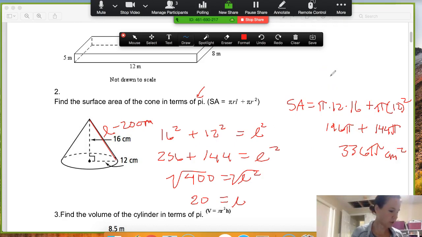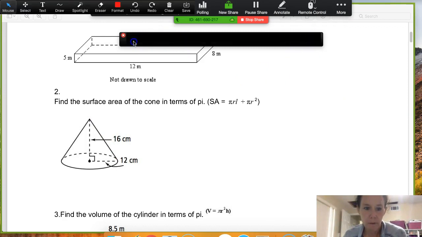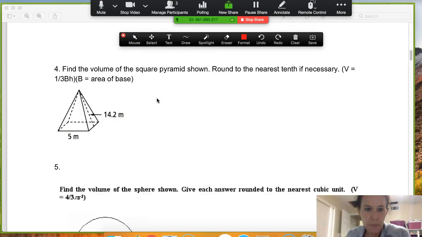All right, so just make sure you understand what the slant height is. That's probably the hardest part about that one. All right, let's go to number 4. Number 4 is find the volume of the square pyramid shown below, round to the nearest tenth if necessary.